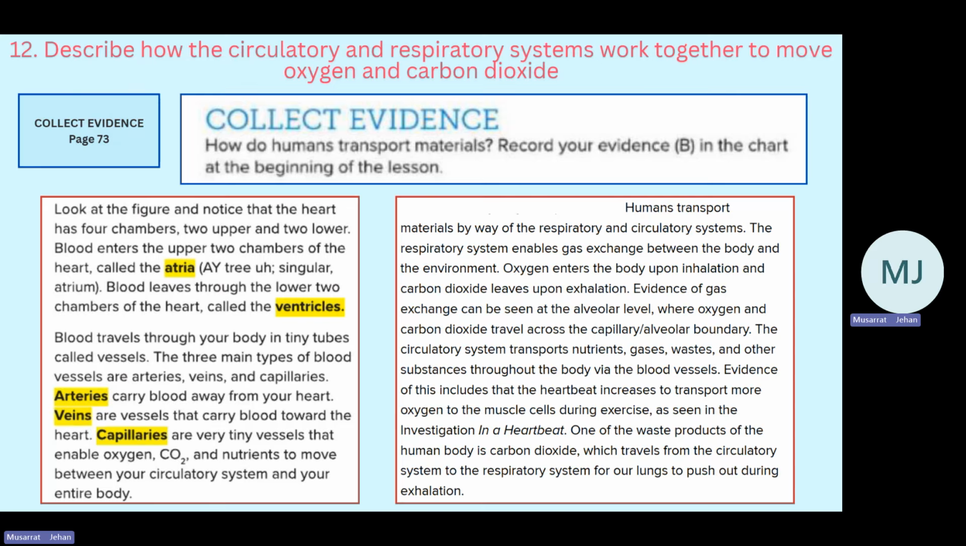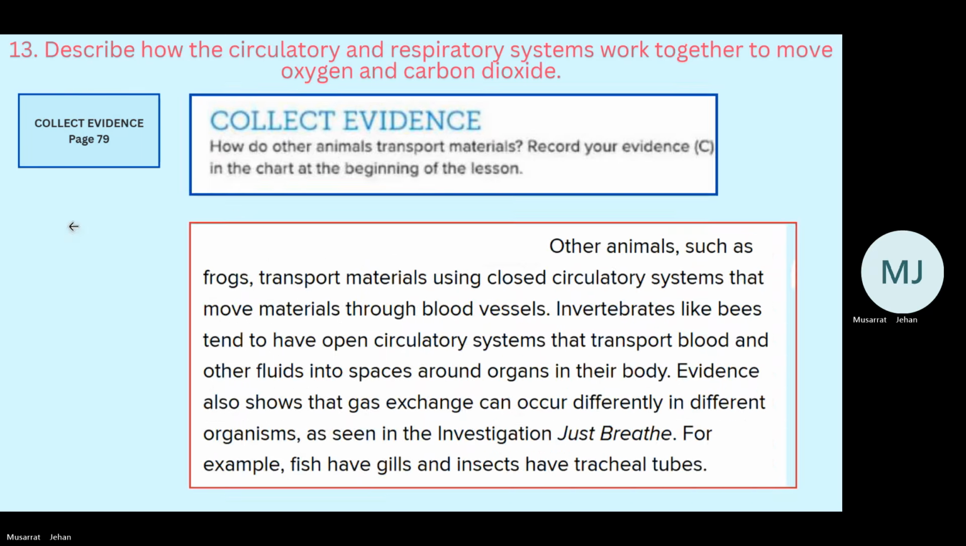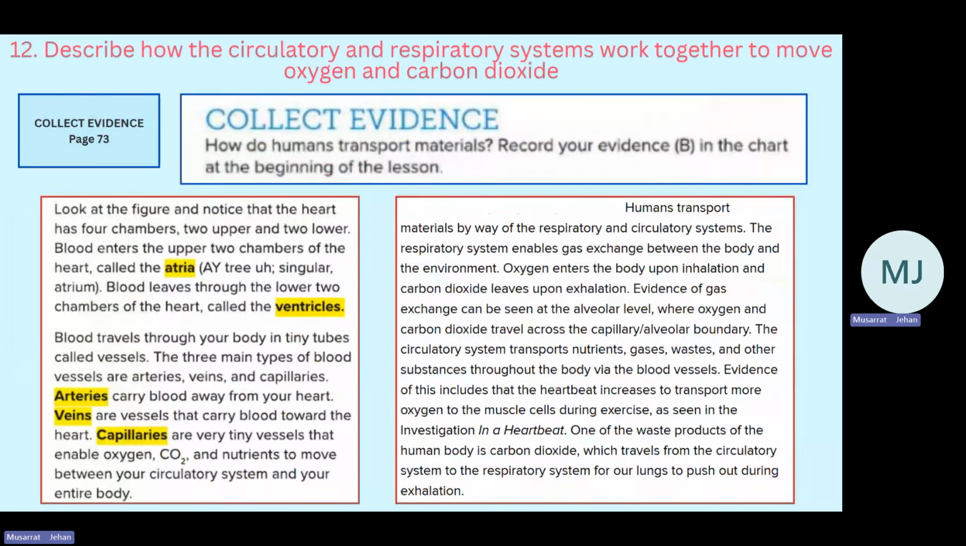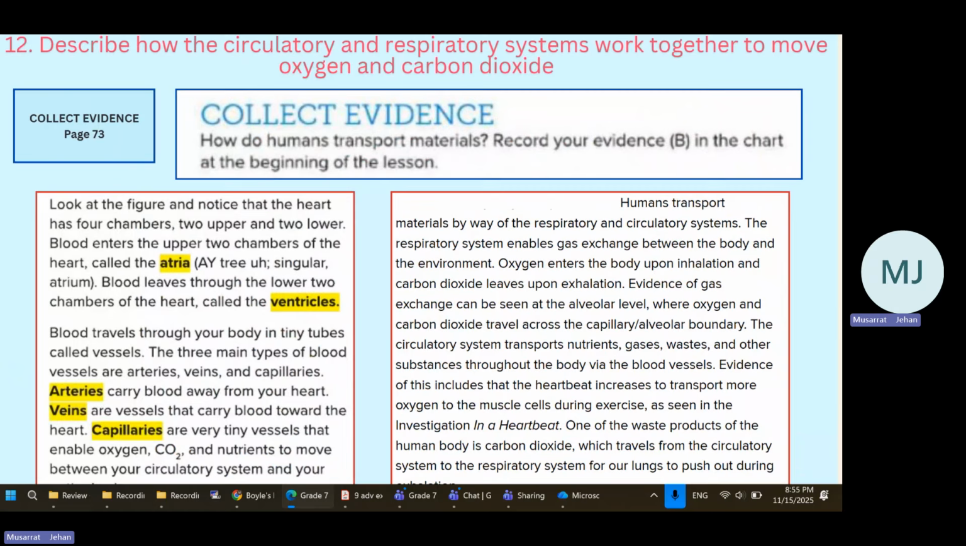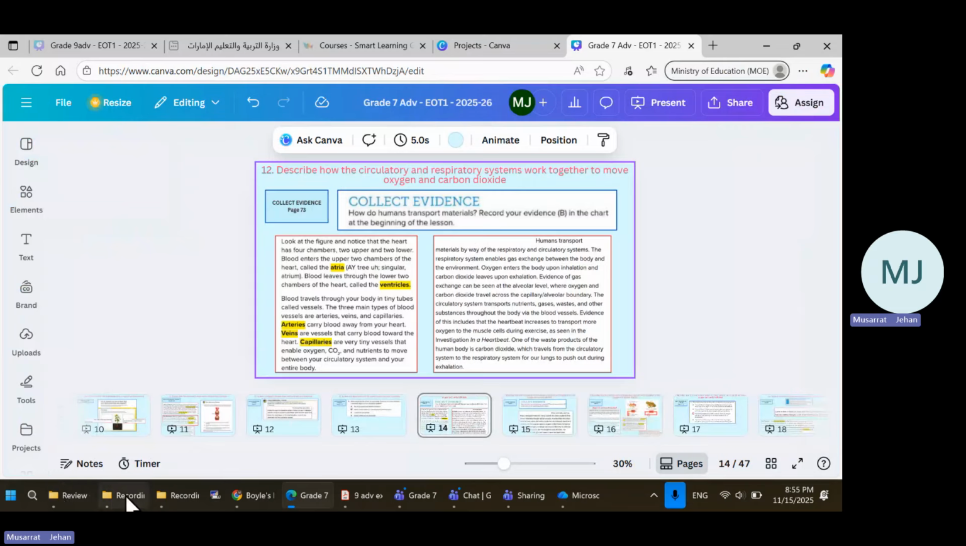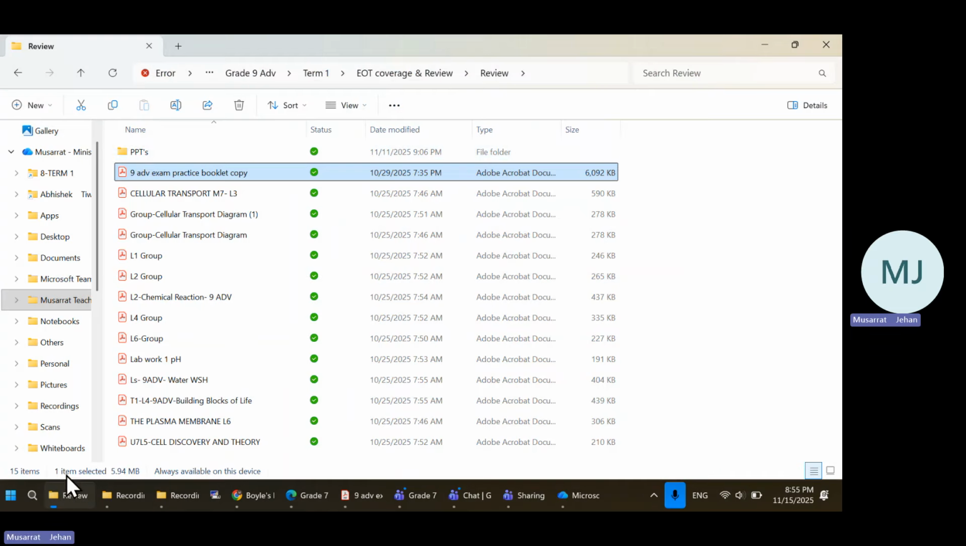You know that the circulatory system is transporting materials with the blood to different parts of the body. So we know that the heart is a 4-chambered heart. It has 2 upper chambers and 2 lower chambers. So I'll show you the figure of the heart. Please give me a time. 1 minute.